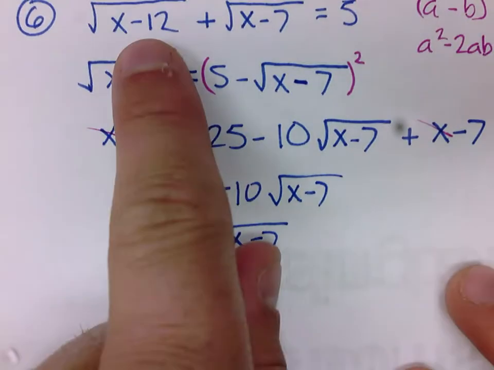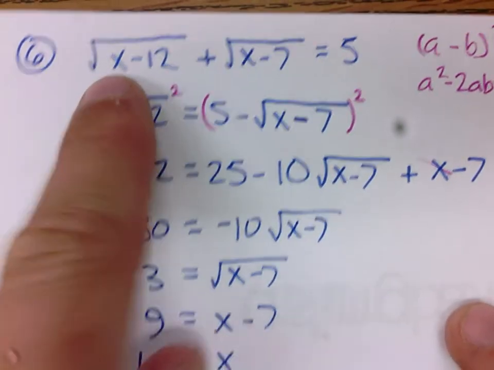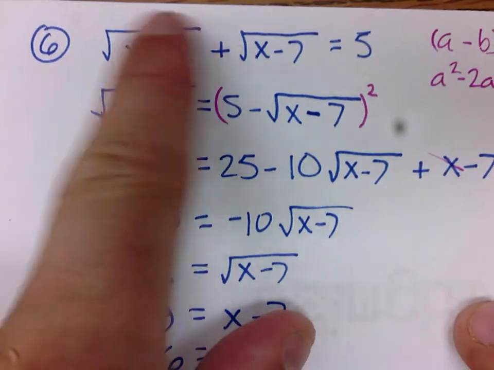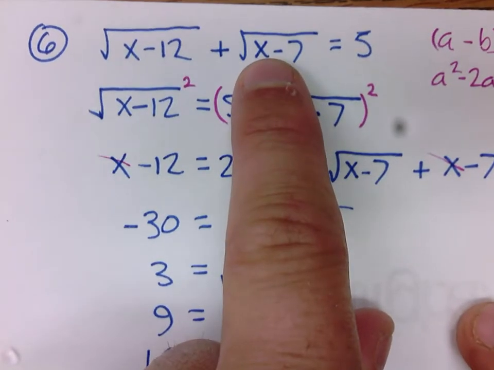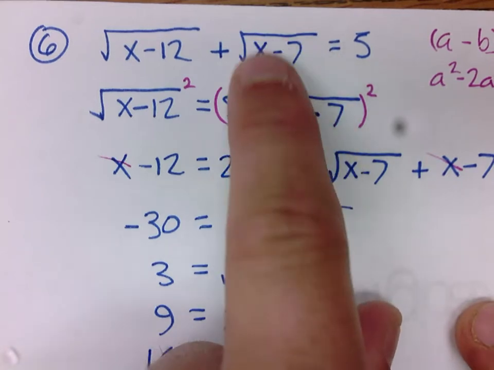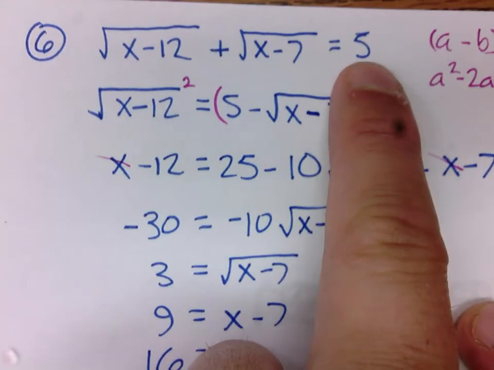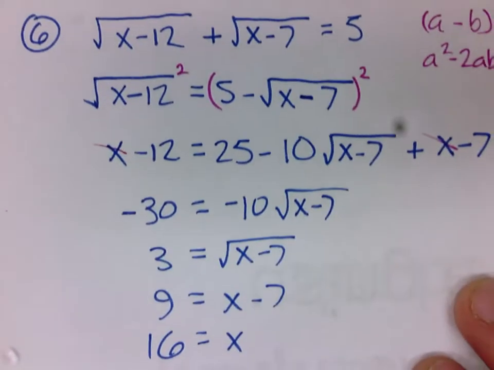And you can always double check this, by the way. If you plug 16 into here, then this becomes 4. And square root of 4 is 2. And 16 minus 7 is 9. Square root of that is 3. 2 plus 3 equals 5. And it does happen to work.